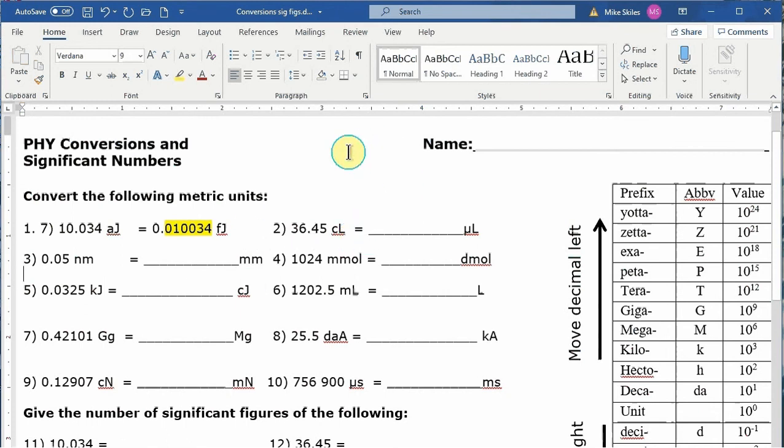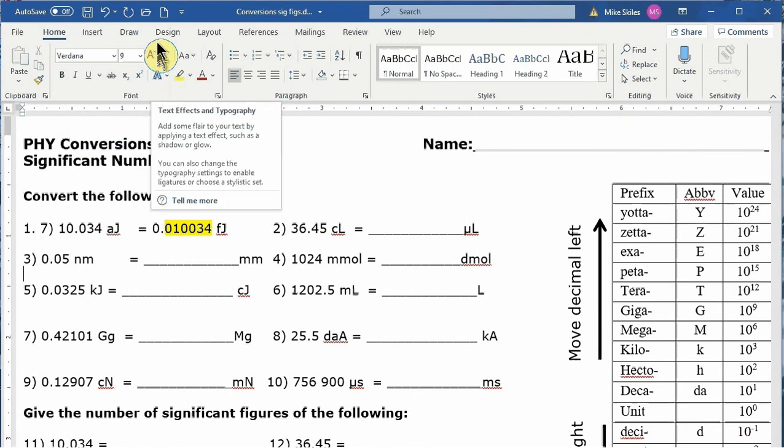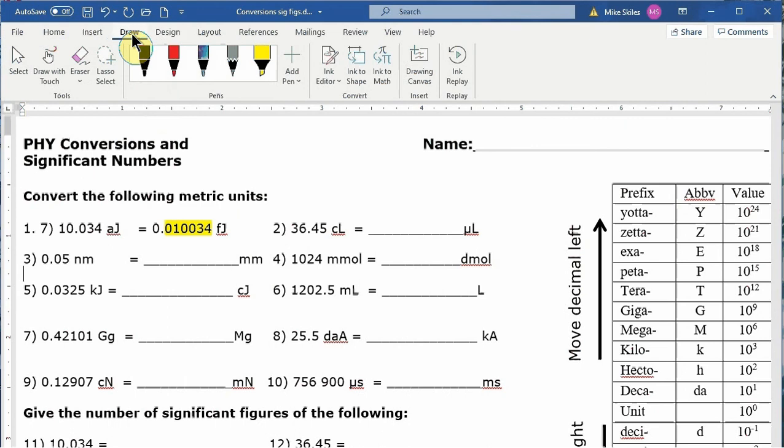Well, another thing that you can do instead of doing that is you could actually write your answers into the document using your pen or finger with your touchscreen device, and that's under the draw menu. So if you click draw, you have a bunch of these tools right here, highlight, and you got pencil, and you got different types of pens.